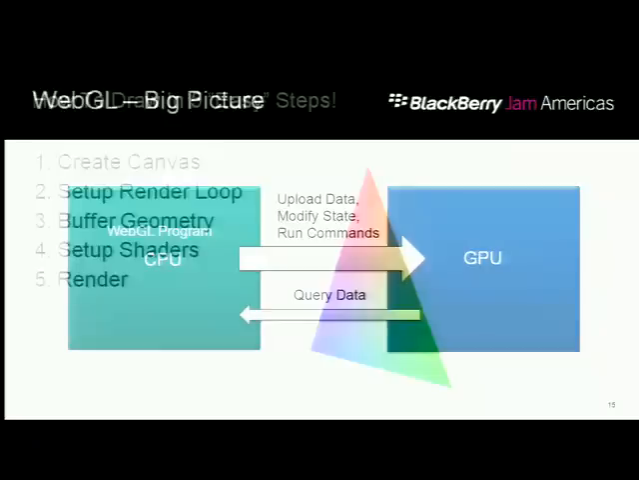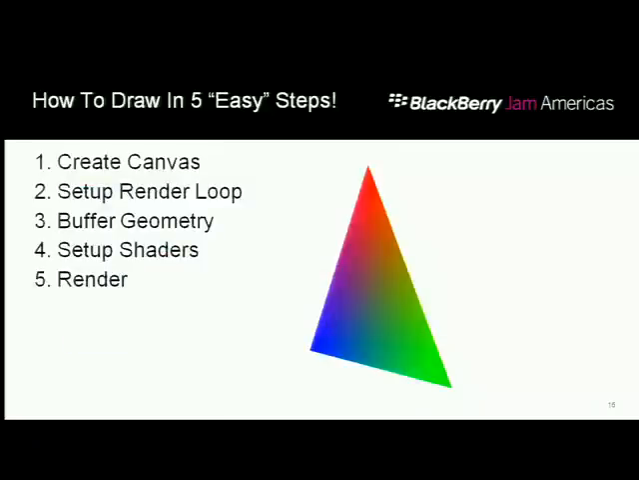OK, so now we're going to walk through a very simple example. We're going to talk about how I can draw a triangle with WebGL. We're going to break it up into 5 components: how to create a canvas, set up a render loop, buffer up our geometry, set up our shaders, and then finally render the content.